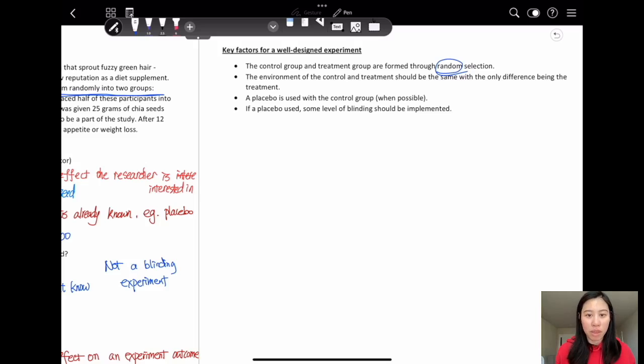Third, a placebo is used with the control group. And fourth, if a placebo is used, some level of blinding should be implemented, because sometimes you will have a placebo effect. It would be better that the control group doesn't know that they're taking a placebo, which is a single-blinded experiment. Those are the key factors for a well-designed experiment.